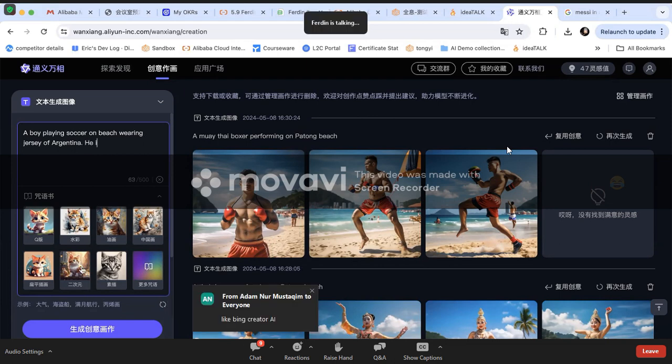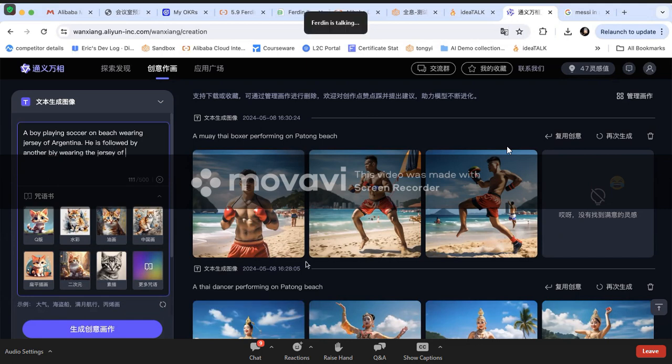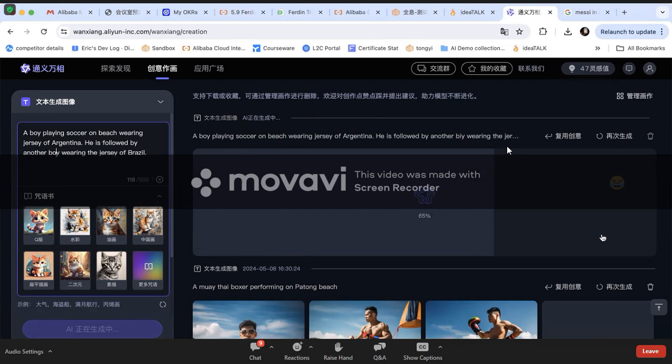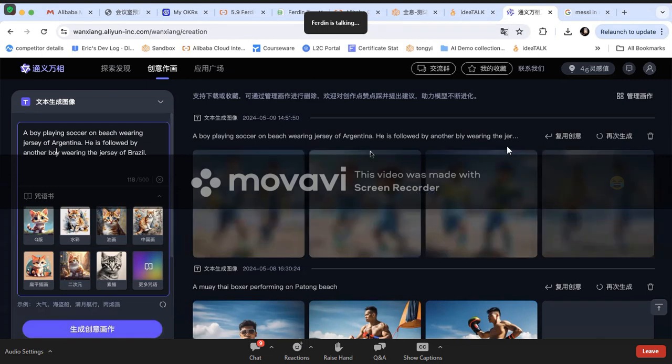He is followed by another boy wearing the jersey of Brazil. So now I'm trying to generate a picture based on that. Oh, I made a mistake in the spelling, so that has to be corrected. I believe that I will get a right response for this, so I will have to regenerate with this new edit.